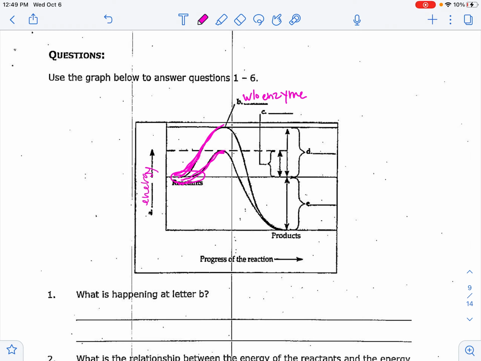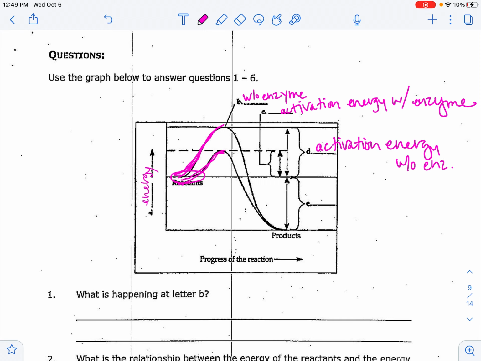So C then is activation energy with enzyme. And then D is activation energy without enzyme. And then E is the amount of energy given off by the reaction.